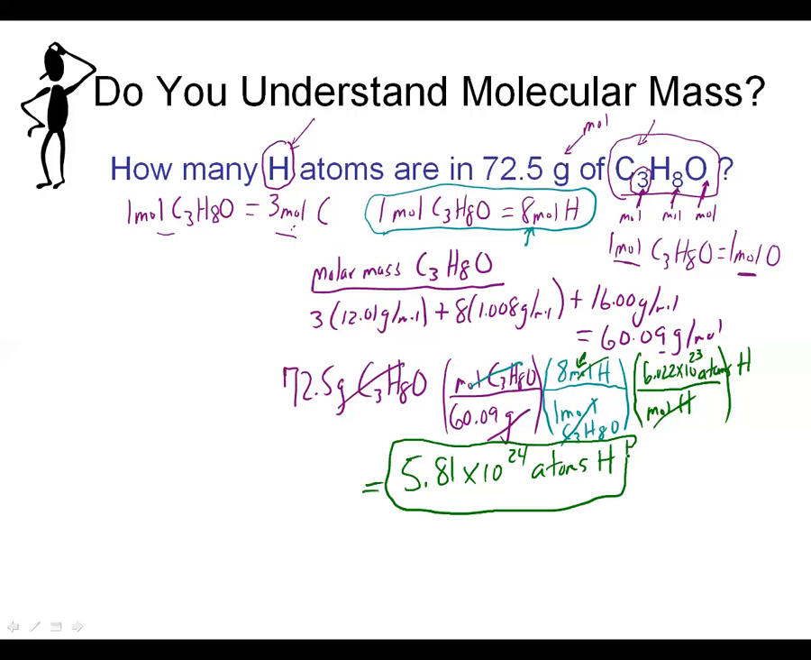Sometimes you may be asked, like in this case, how many atoms of hydrogen? You may be asked how many grams of hydrogen, or how many atoms of carbon, or grams of carbon, or grams of oxygen. So a very useful way to do those calculations is to actually use the chemical formula itself as a conversion factor. Any questions on any part of that calculation there?